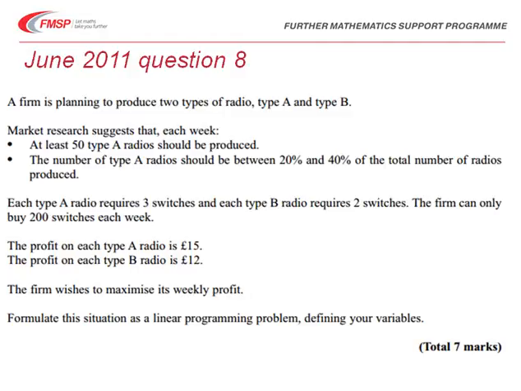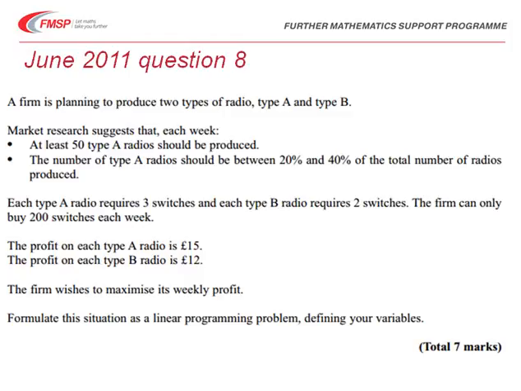The question says that a firm is planning to produce two types of radio, type A and B, and that they've done some market research so that at least 50 type A radios should be produced, and the number of type A should be between 20% and 40% of the total number of radios produced. We're then told that each type A requires 3 switches and each type B requires 2 switches, but the firm can only buy 200 switches each week.